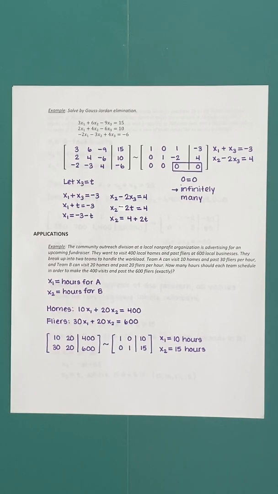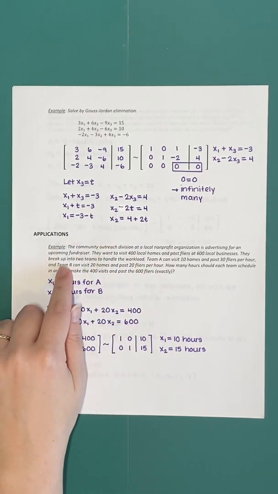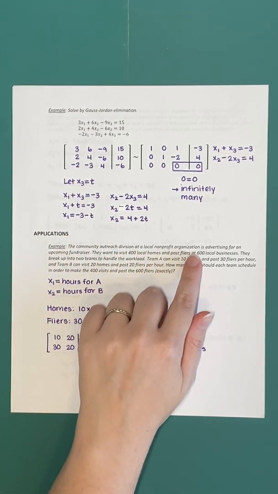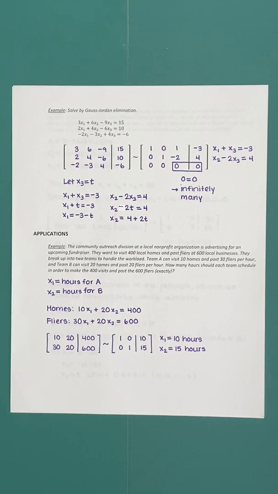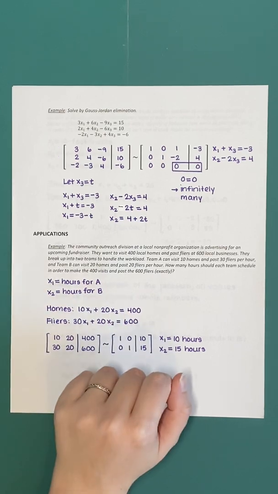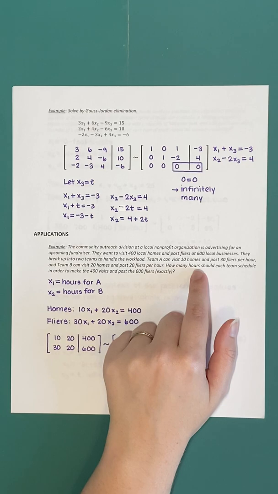First thing we need to do is define our variables. We're going to write a system of equations to represent these pieces of information. We have information organized in a couple of different ways. We have information about a team A and a team B, but we also have information about visiting homes and posting flyers. Ultimately though, what are we trying to solve for? What's the question? The question is, how many hours should each team schedule in order to meet the goal? So the question boils down to how many hours for each team?